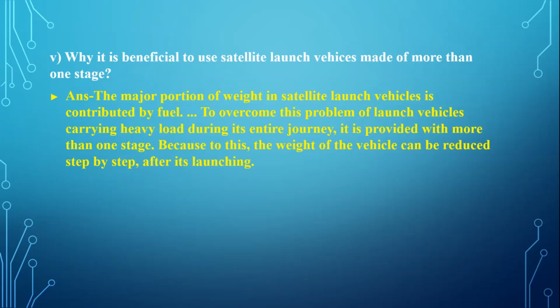So for that purpose, to overcome this problem, students, the load becomes very heavy, and so multiple stages are used. Because of this, the weight of that vehicle can be reduced step by step after its launching. Now see, as the fuel of the first stage is emptied, that stage gets detached, the weight of the launcher gets decreased, and speed will also increase.